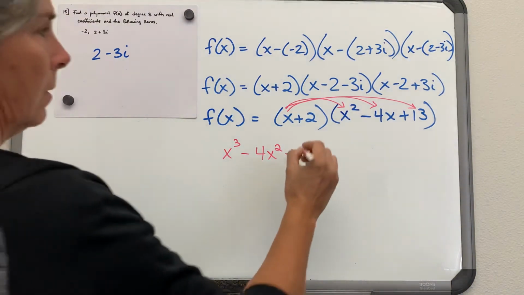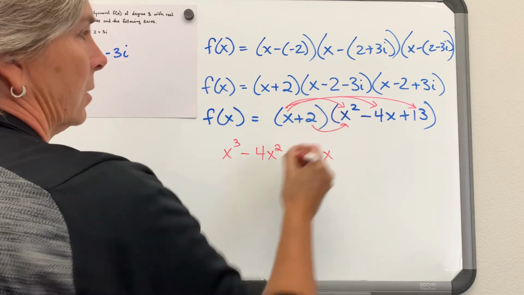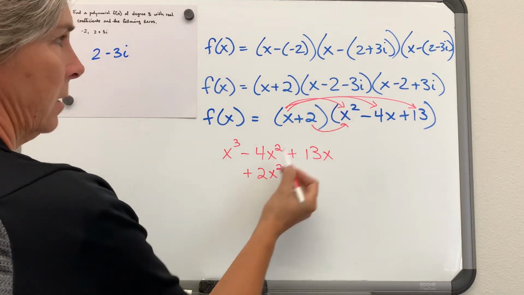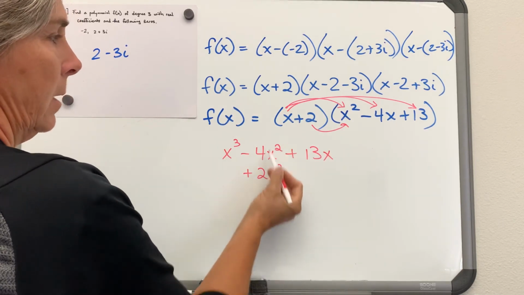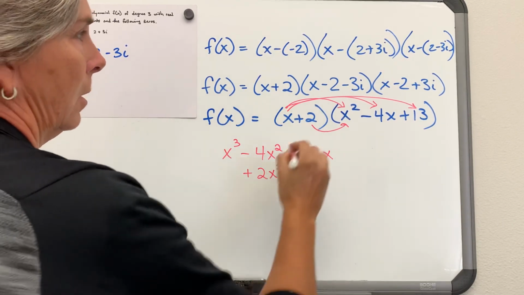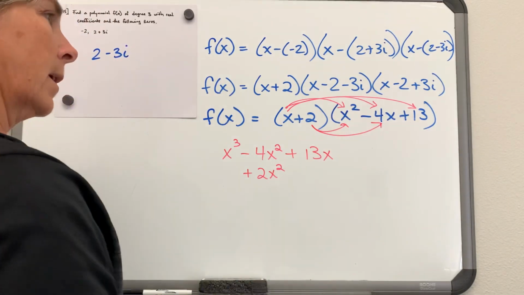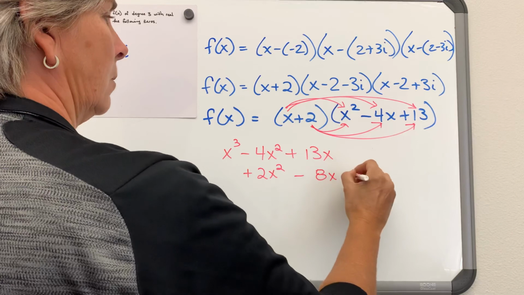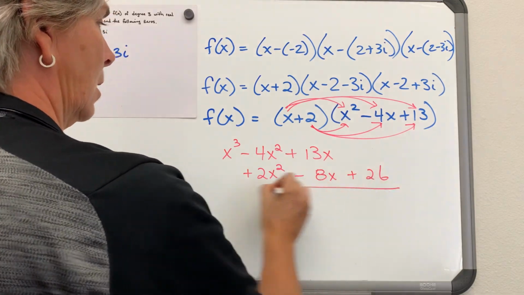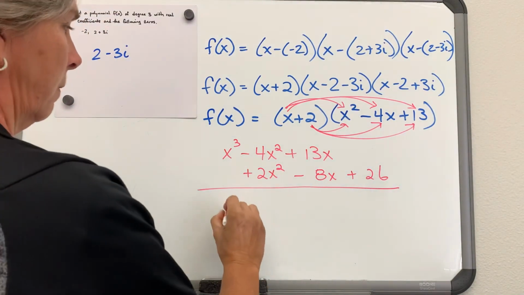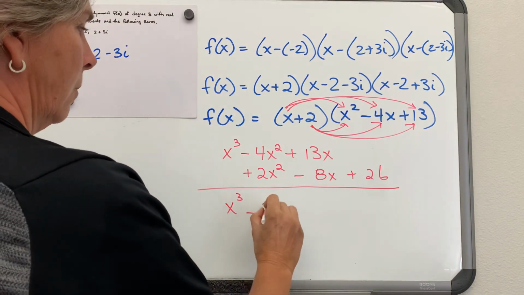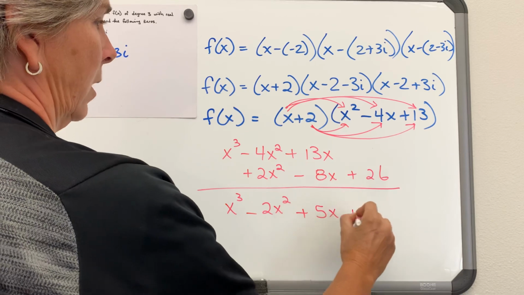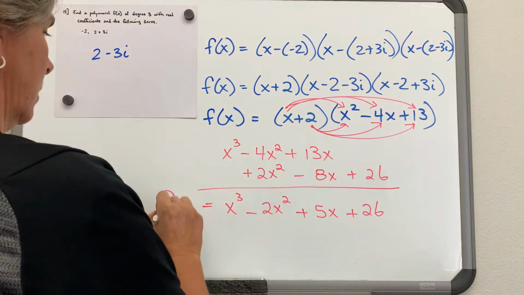So now I'm going to do the 2. So 2 times x squared is 2x squared. I'm going to put it here. I put a positive because it's a positive 2. I'm going to line it up underneath its like term. And here I've got 2 times negative 4x, which is negative 8x. And then 2 times 13, which is 26. And now I can just add that vertically. So I get x to the third minus 2x squared plus 5x plus 26 equals f of x.